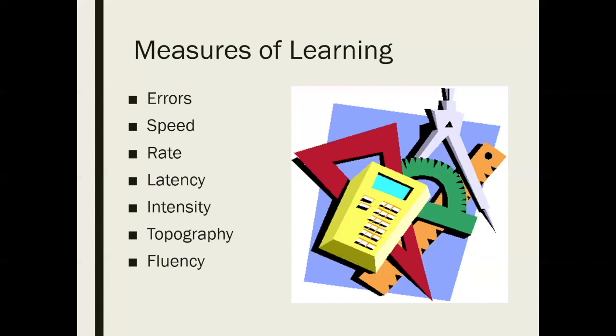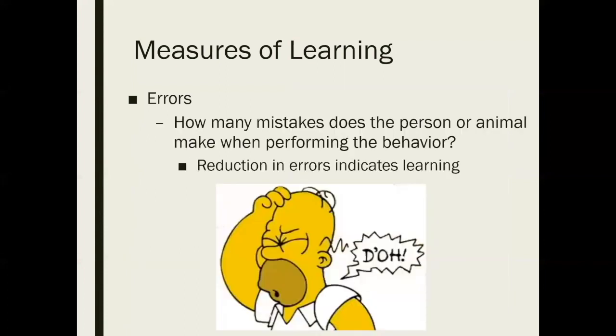changes. First of all, one way to measure learning is to measure the number of errors that a person or an animal commits as they perform a task. So, for example, if you're just learning to type on a keyboard, then one way that we could track your progression as a typist would be to count the number of typographical errors that you make as you type. And so we could say that the fewer typos you have, the better you've learned that skill.